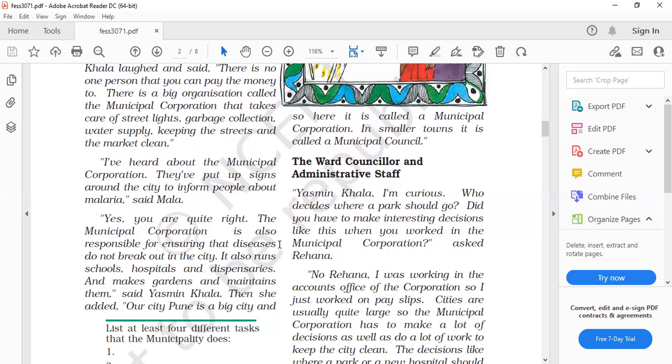Okay. Then here is another important line to underline, that is, a municipal corporation in a smaller town is called a municipal council. So you can get a twisted question like this: are municipal corporation and municipal council both the same? Remember, municipal corporation and municipal council are both the same, but in a big city it's called a municipal corporation, and in a smaller town it is called a municipal council, but the functions are the same.